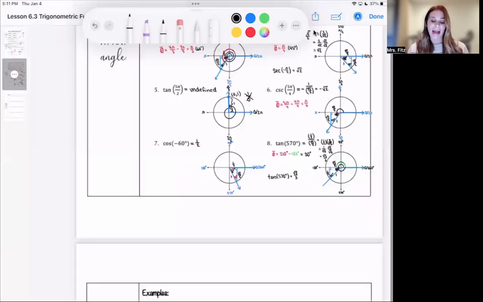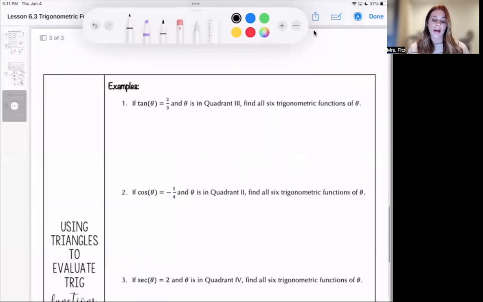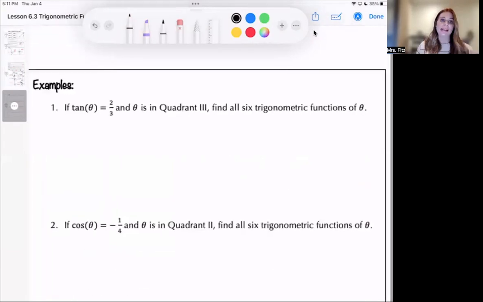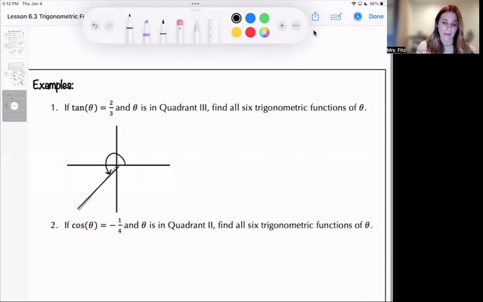All right, let's go ahead and work through some problems where I give you one of the trig functions and what quadrant it's in, and then you need to find the remaining trig functions. So let me show you how to do these. Number 1 says if tangent of theta equals 2/3 and theta is in quadrant 3, find all 6 trig functions of theta. So here's what I like to do. I like to draw a picture of my axes, and theta is in quadrant 3. So if I were to rotate, I'd end up with a little reference triangle that looks something like this in quadrant 3.